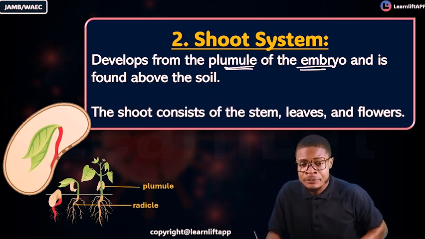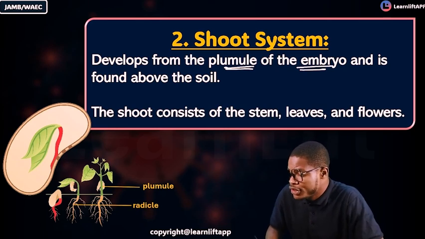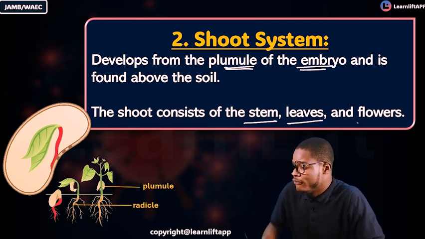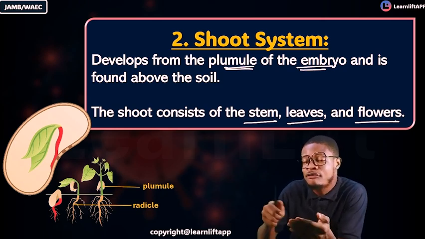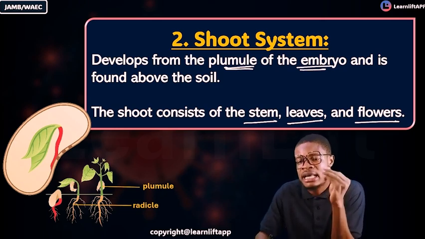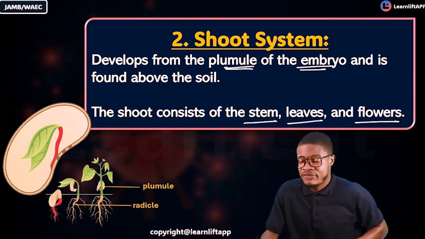And more interestingly, the shoot system consists of your what? Your stem, your leaves, your flower. Is that all? Your stem, your leaves, your flower, your fruit, and your seed. All of them put together, they will form the what? The shoot system. That's the five of them.